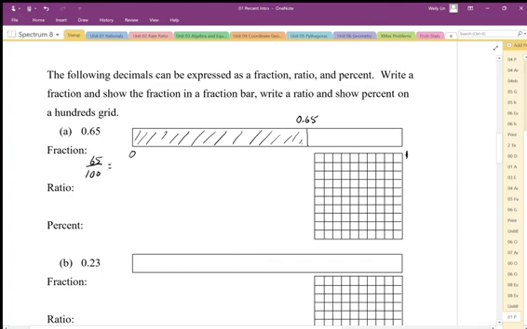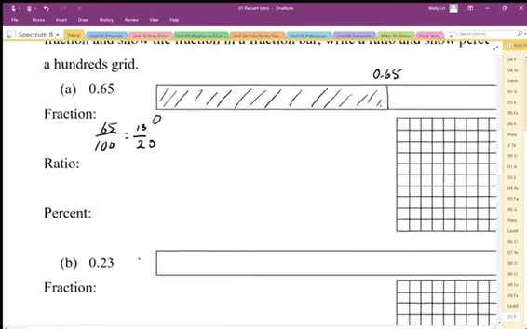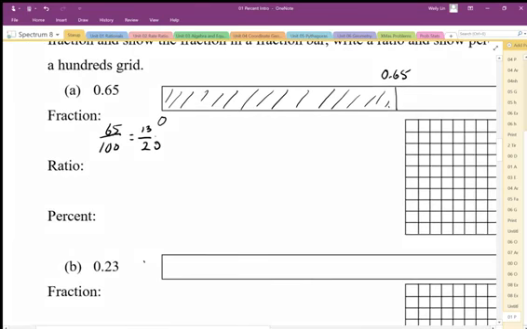Well, if I divide by 5, I'm going to end up with... Sorry, not changing it to decimal, I'm going to divide by 5, so I'm going to end up with 13 out of 20 when I divide by 5. As a ratio, we can write it as 13 out of 20 or 65 out of 100. I'm going to use the reduced form of this ratio, 13 out of 20.